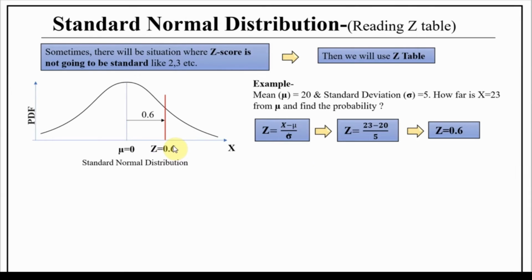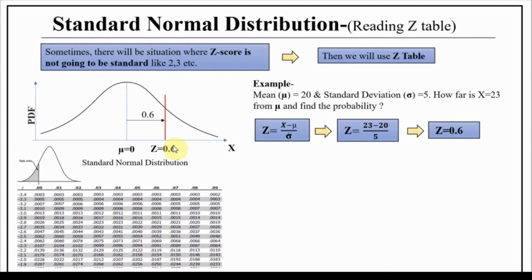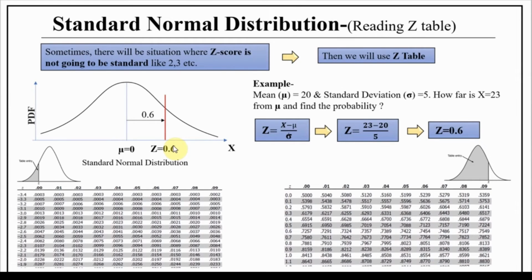Now we need to find the probability using the table. There are two tables, and their use depends on the value of Z, whether it is positive or negative. This table is used when Z is negative, and this table is used when Z is positive.